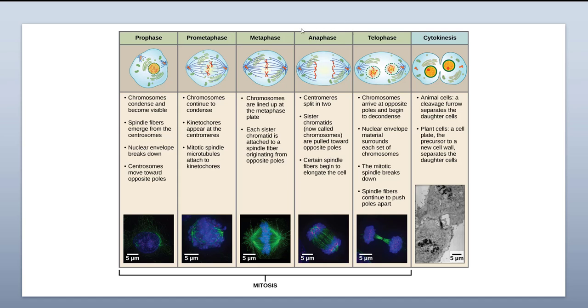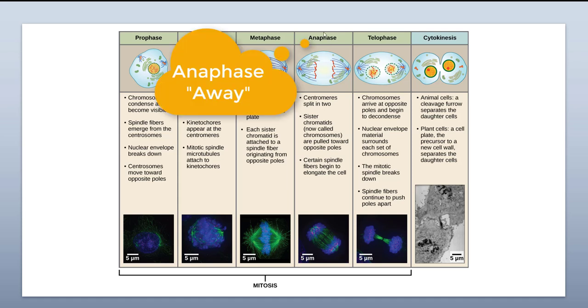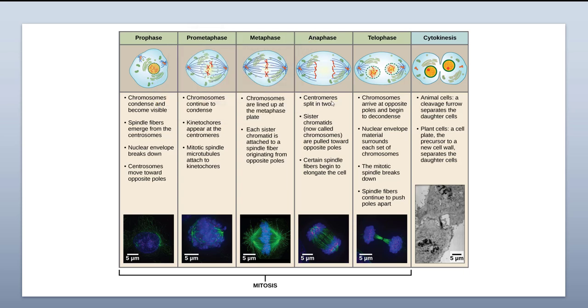Next, we move into anaphase. And I always think anaphase away. Think anaphase away because this is where the centromeres start to split. And remember the centromeres were holding the sister chromatids together. So if there's no centromeres, then the sister chromatids are no longer held together.